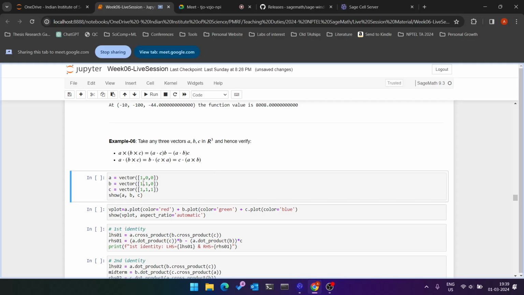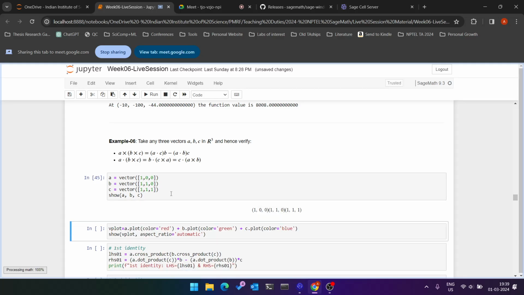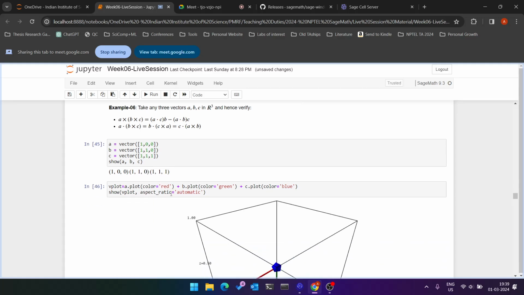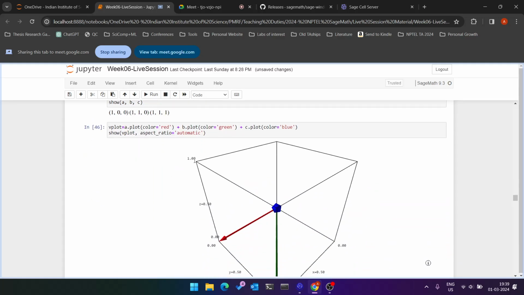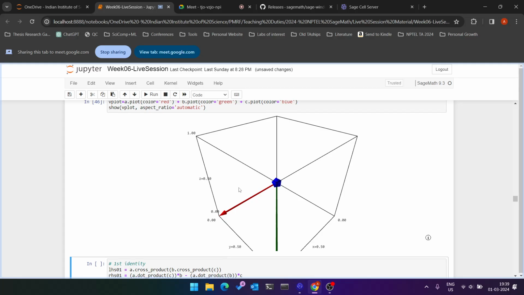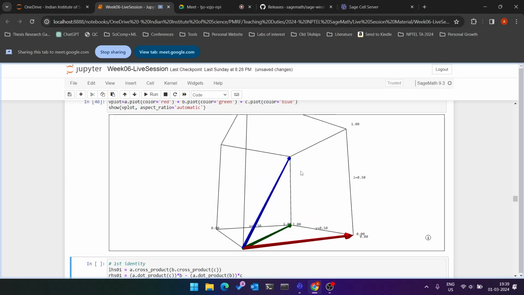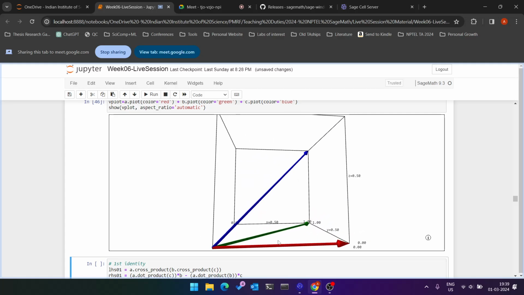So suppose we take the three vectors, A is 1, 0, 0, B is 1, 1, 0, and C is 1, 1, 1. If I now do a vector plot for the vectors A, B, and C, A is in red, B is in green, and C is in blue. So it looks like this. A is 1 0 0, B is 1 1 0, and C is 1 1 1. Right.